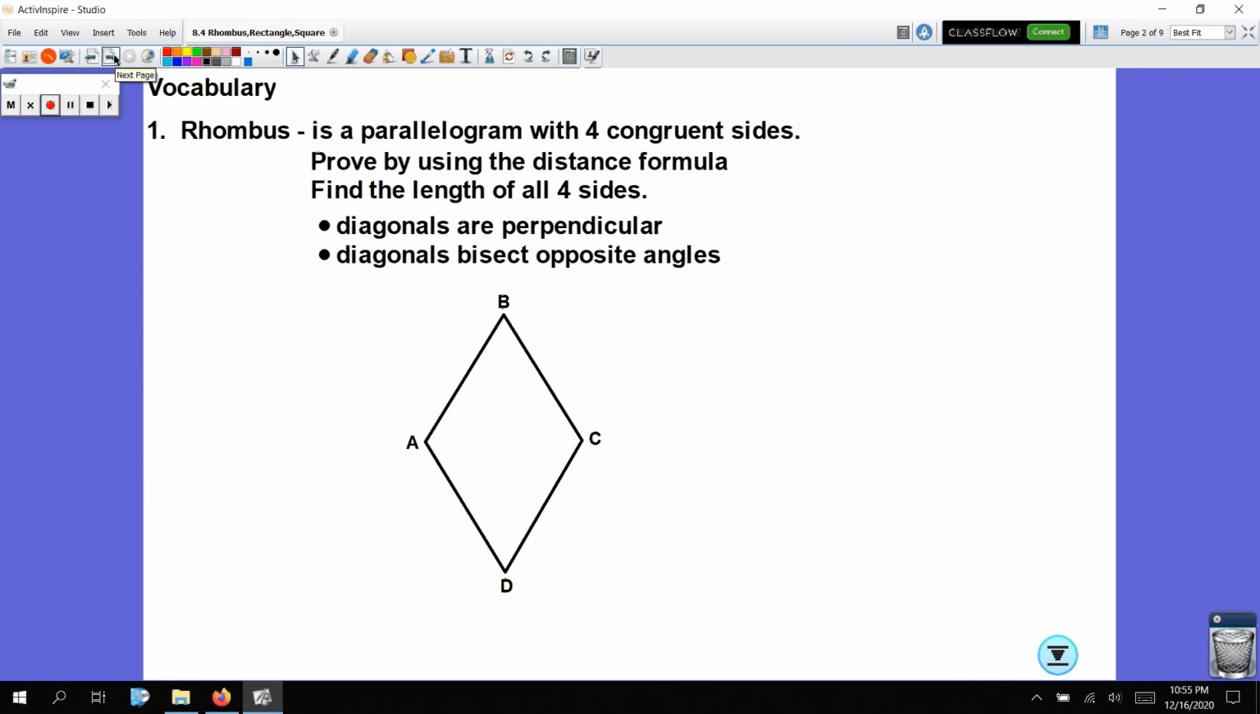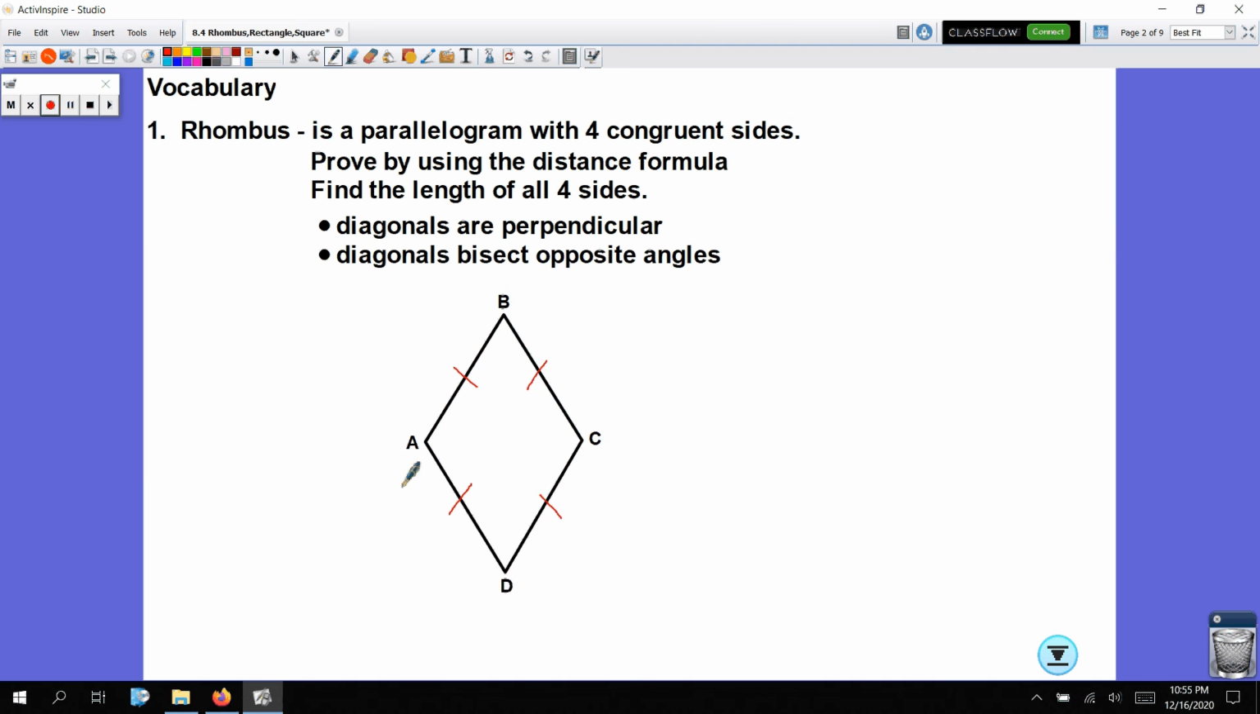Now, let's refresh our memory here with vocabulary. A rhombus is a parallelogram with 4 congruent sides. So remember, that just means that they are all equal in length. So if I mark up my rhombus here, that just means that all my sides are congruent. We prove it by using the distance formula. Find the length of all 4 sides.